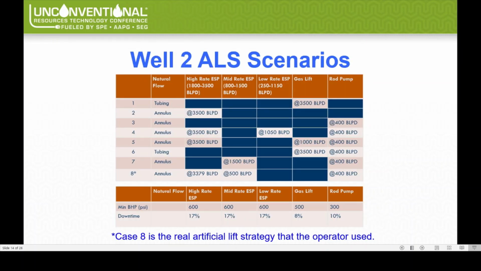Well 2's artificial lift scenario is case 8, which had a high rate and a mid rate ESP, and eventually it was converted to a rod pump. If you look at that bottom row right here.